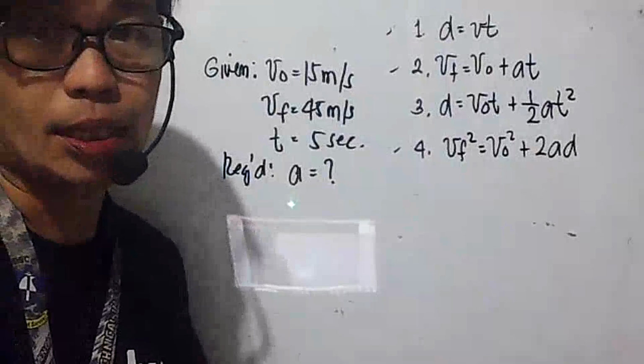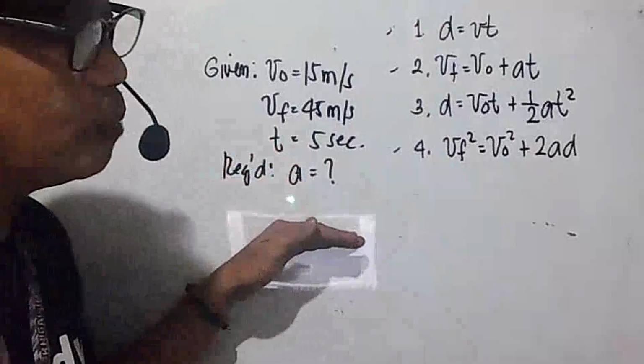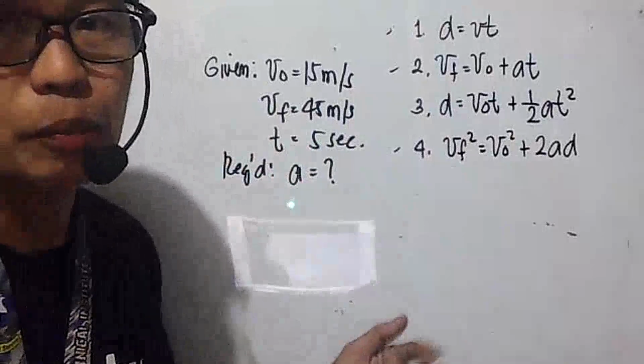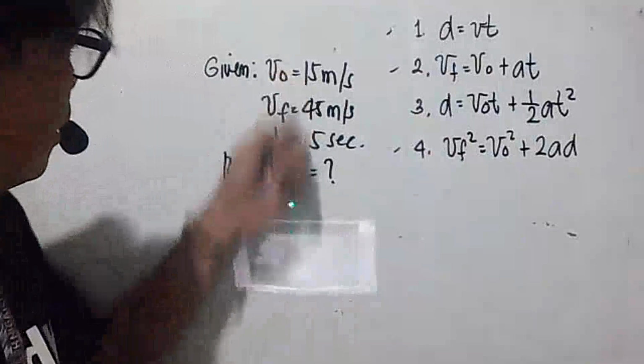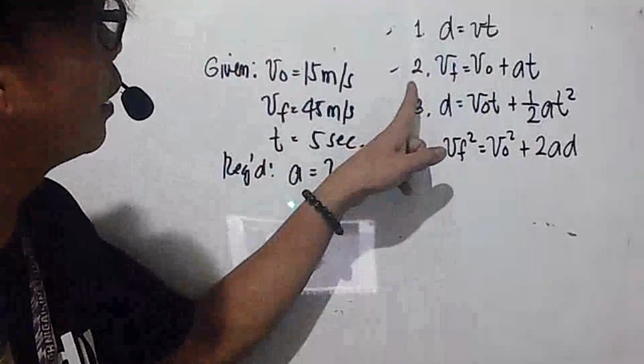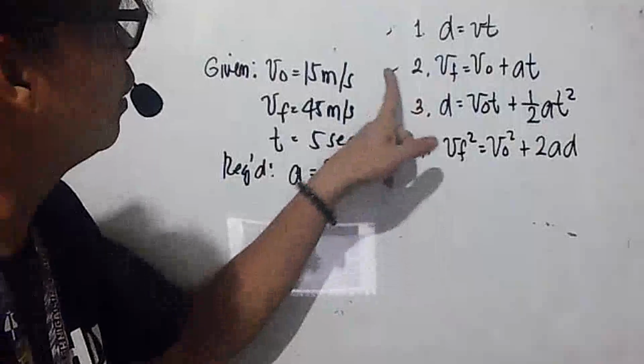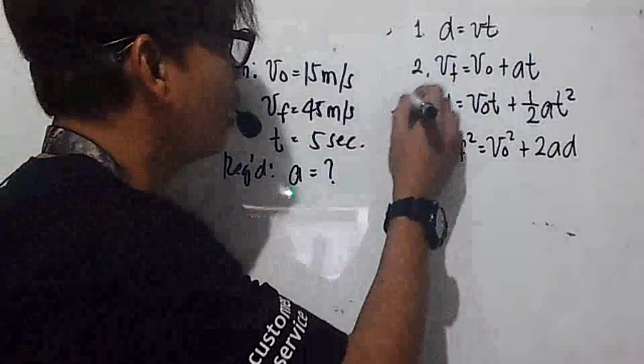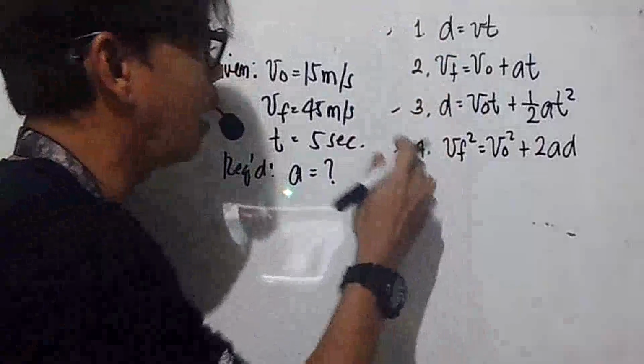So lahat sila may distances, which is not required in the problem and it's not given in the problem. So meron lang tayo is ito lang. Walang distance at walang hinahanap na distance. So we're going to select the second equation. So hindi pwede itong tatlo, 1, 3, and 4.